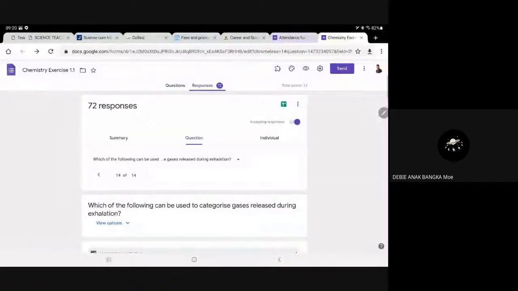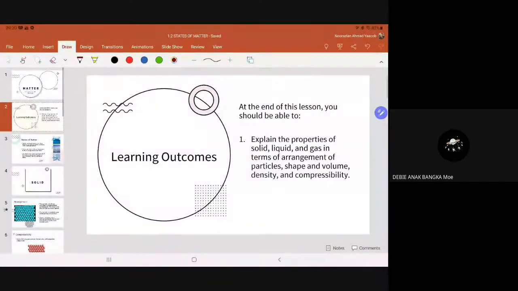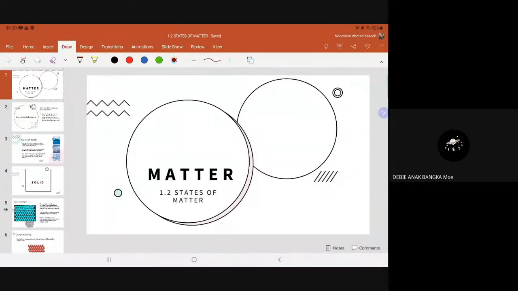Alright, so these are the questions from yesterday. So I hope it is a little clearer with a brief explanation. Now we're going to proceed with our lesson today for new subchapter 1.2, states of matter. Can everyone see clearly? Okay, because I don't want to full screen the PowerPoint, it is difficult if using a tablet.